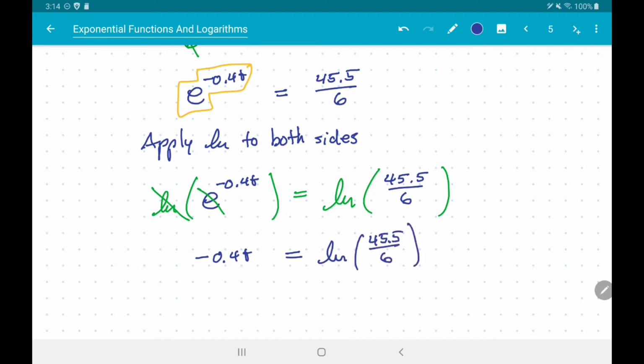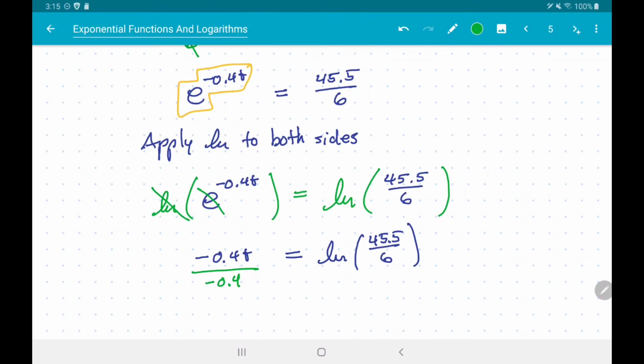The right-hand side I'm going to just leave as ln of 45.5 divided by 6. Again, be careful. Sometimes students forget to put the ln around the right-hand side when doing something like this. Be very, very careful. Now this is looking more promising because on the left I just have multiplication of t and a specific number, negative 0.4. So I can divide both sides by negative 0.4 to isolate the t.